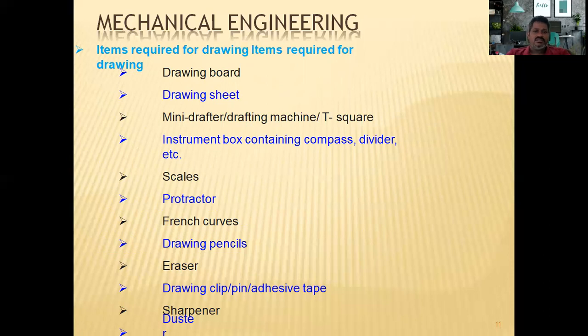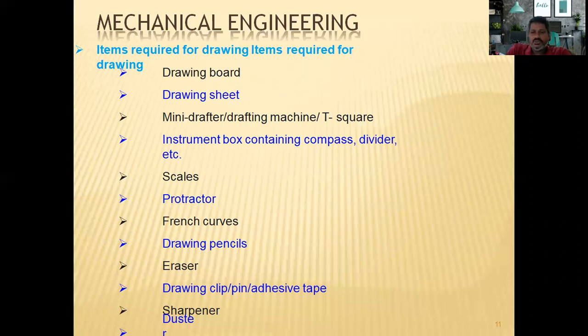Then instrument box, which consists of the compass, divider, then compass, divider. We also require the scale, right? Protractor, French curves we require, then drawing pencils we require, eraser, clips we require, sharpener, then eraser, everything. These are all the items required if you want to draw the engineering drawing manually.